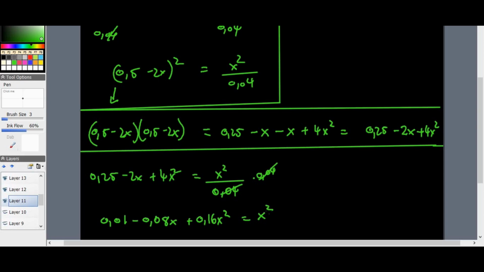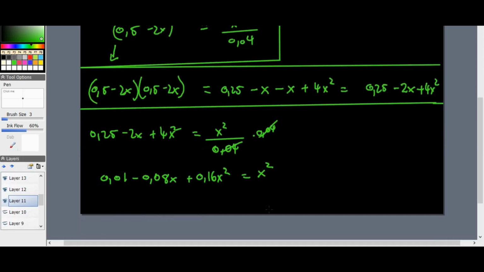Okay, so now I've got to go ahead and say, well, let's take that over, so I'm going to have 0,01 minus 0,08x is going to equal, because that's 1 on the other side, 1 minus 0,16, 0,84x squared.